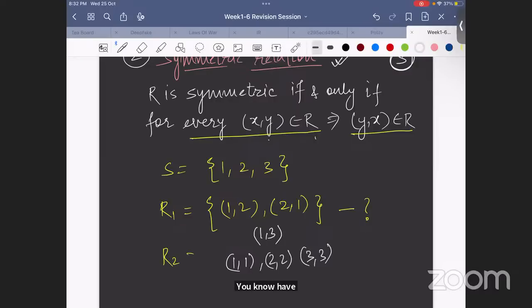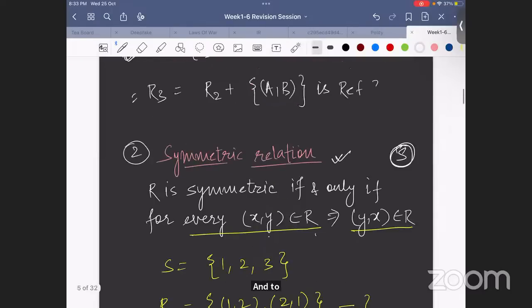Now tell me whether this relation R1, which consists of all these seven elements, is symmetric or not. No, sir. Why? Because (3, 1) is not present. Yeah, correct, nice. (3, 1) is not present, so that's why you can say that it's not a symmetric one.